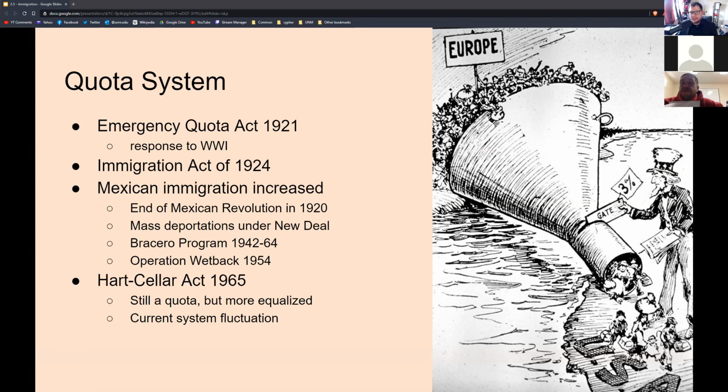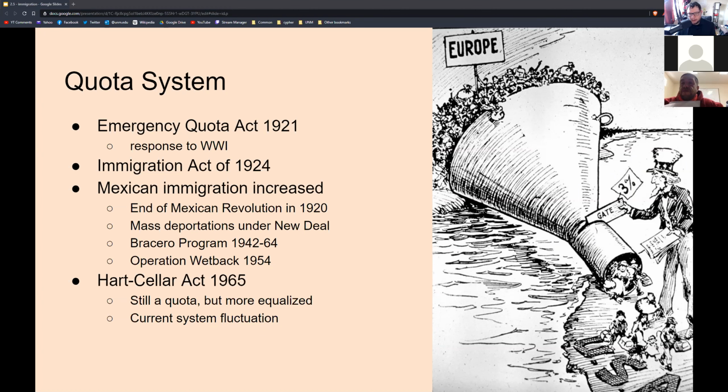So while it's still a quota, as in there's only so many Mexicans who are allowed to immigrate into the United States, it's much more about the size of that country rather than a racist system trying to eliminate these foreigners. Probably shouldn't say racist, more like xenophobic.